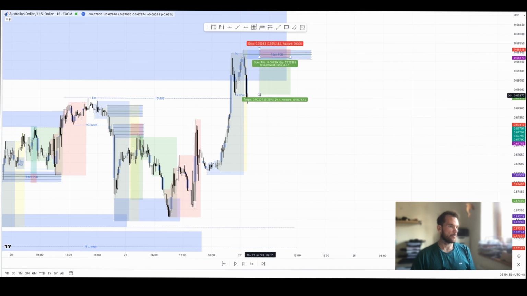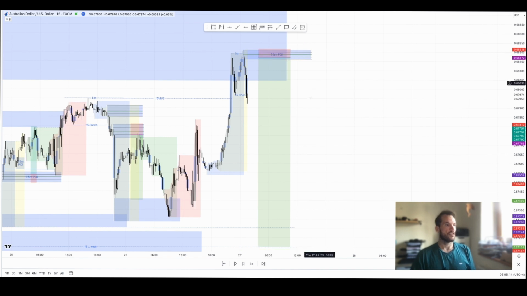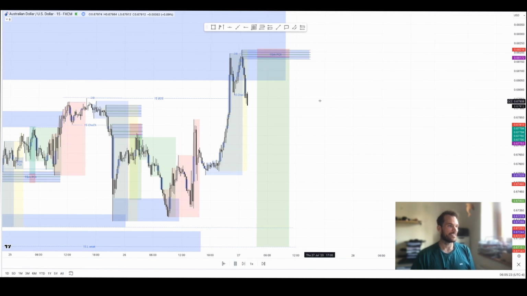Where's our 15-week? Whoa. 23R. No way. Let's see the difference on that. We enter on the edge: 18R. Enter on the 25: 23. 5R difference. Let's hope we get tagged. Maybe I'm playing with fire.